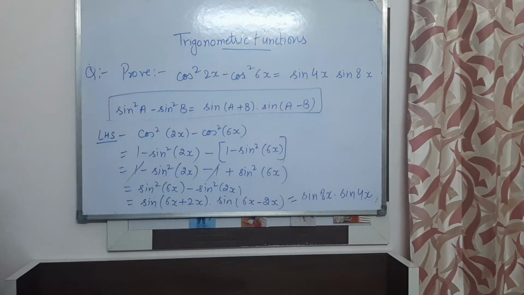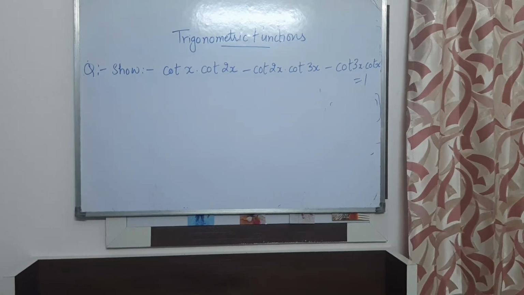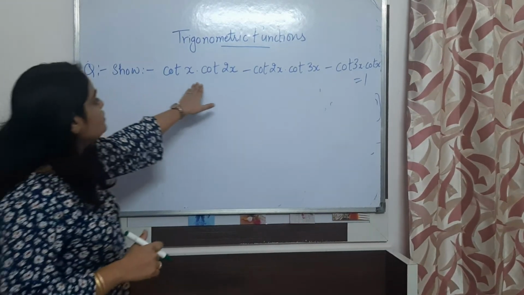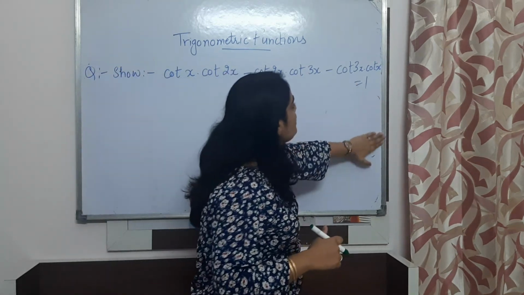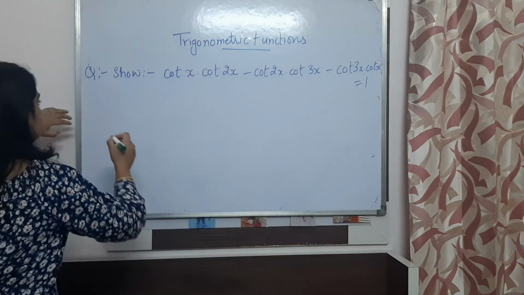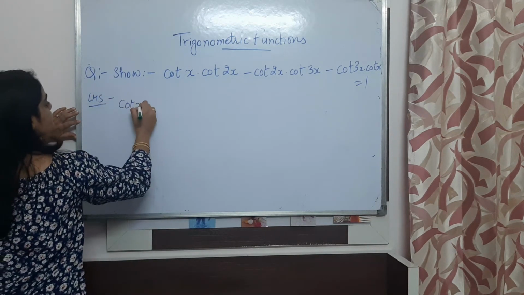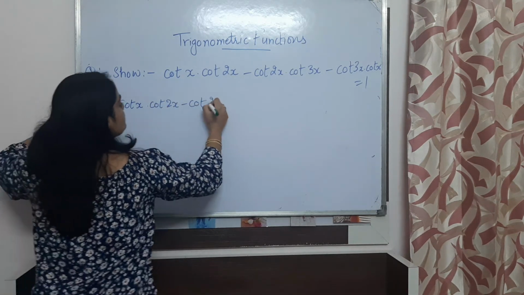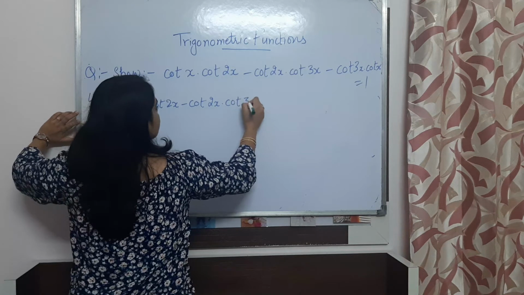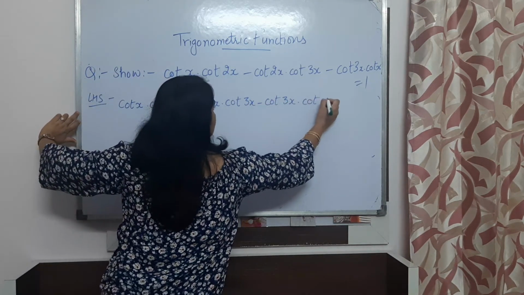Let's do one last question. The next question is we need to show cot x into cot 2x minus cot 2x into cot 3x minus cot 3x into cot x is equal to 1. So I am taking the left hand side, of course. So cot x into cot 2x minus cot 2x into cot 3x minus cot 3x into cot x.